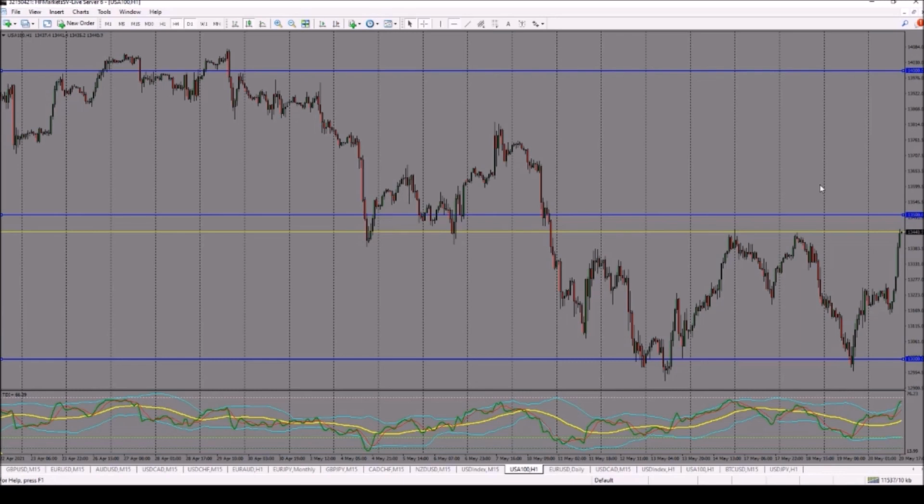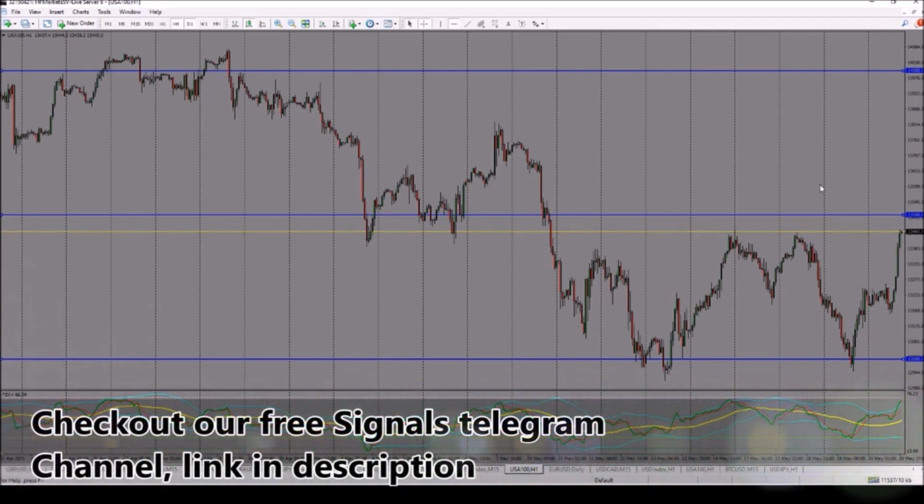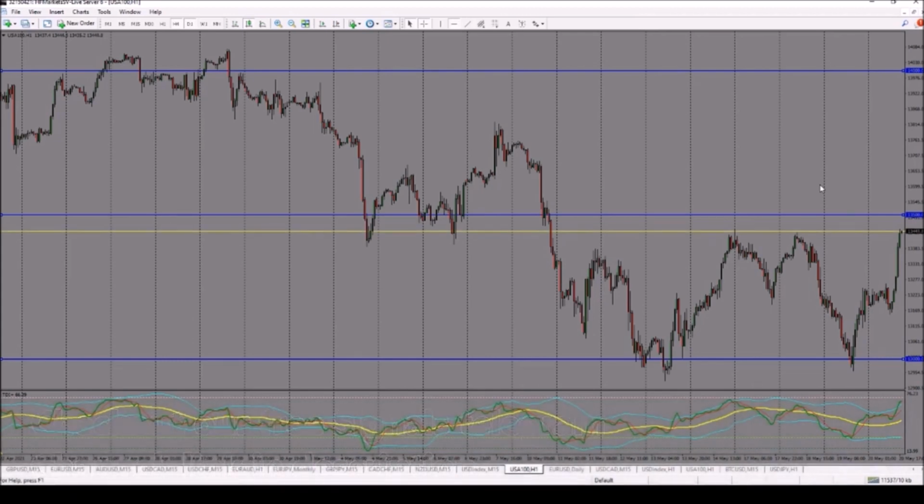In pairs it works, but there is a lot of choppiness in pairs. So from my past experience, I've seen that this works properly on commodities, indices, and so forth. So before you use any strategy, you need to backtest it first. You need to see how it performs in your operations before you actually start putting real money on it.